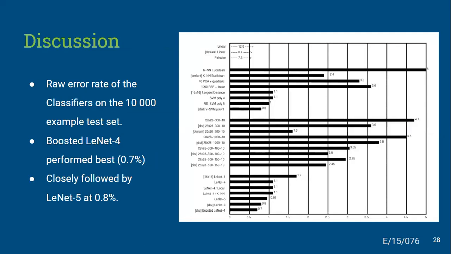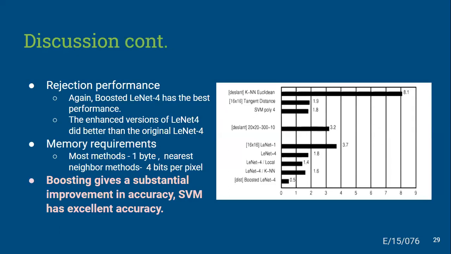The error rate on the test set for various classification methods is shown in this figure. As you see in this figure, boosted LeNet 4 gives the best performance with the lowest error rate, 0.7, on test data. When considering the rejection performance, patterns are rejected when the values of the corresponding output are smaller than a predefined threshold.